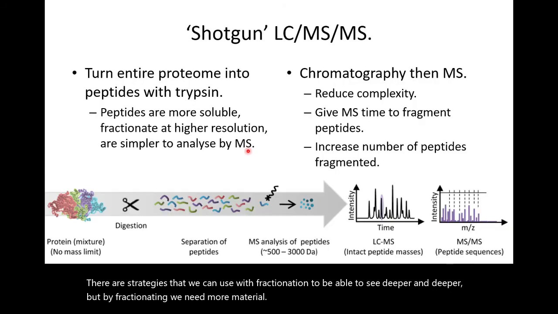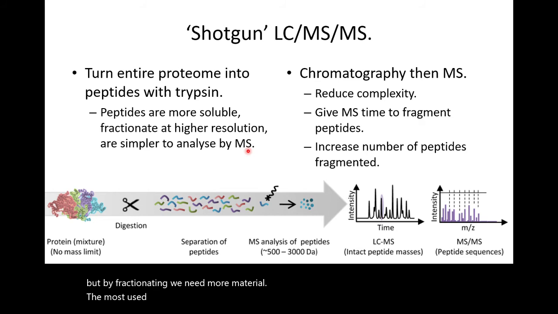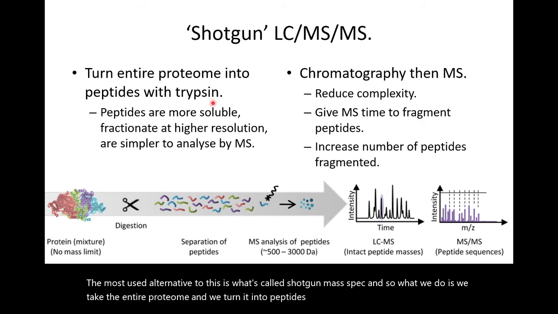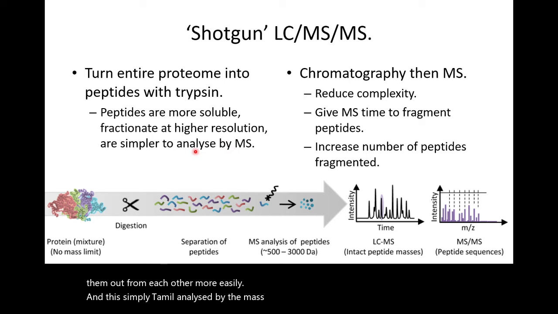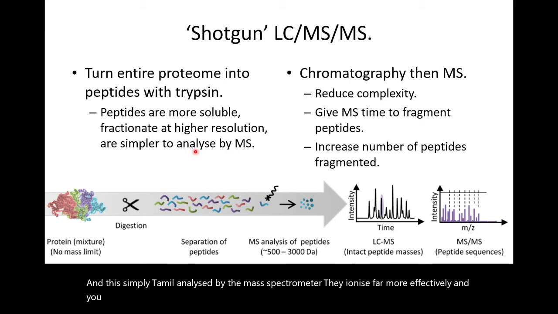The most used alternative to this is what's called shotgun mass spec. And so what we do is we take the entire proteome and we turn it into peptides, typically using trypsin. And so peptides are more soluble. We can fractionate them at higher resolution, so we can separate them out from each other more easily. And they're simpler to analyze by the mass spectrometer. They ionize far more effectively, and you get more sensitivity with peptides than you do with intact proteins.